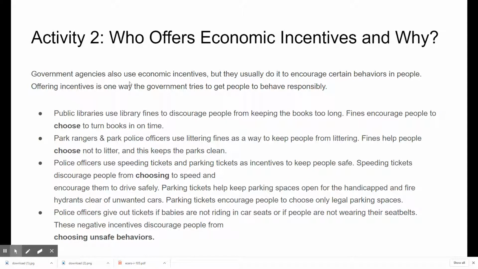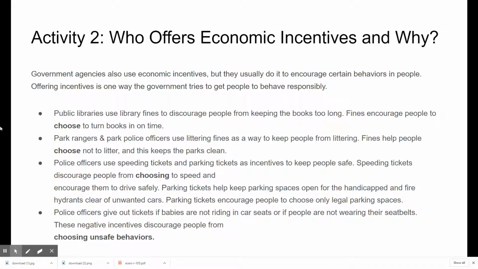Government agencies also use economic incentives, but they usually do it to encourage certain behaviors in people. So the reason why they do it is to encourage you to do something or to not do something. So offering incentives is one way the government tries to get people to behave responsibly. Public libraries use fines to discourage people from keeping the books too long. Fines encourage people to choose to turn books in on time.